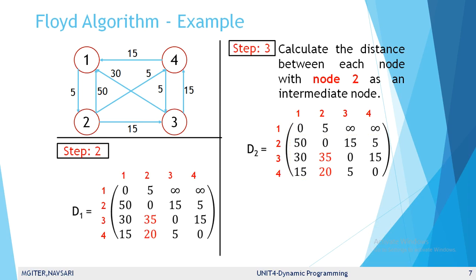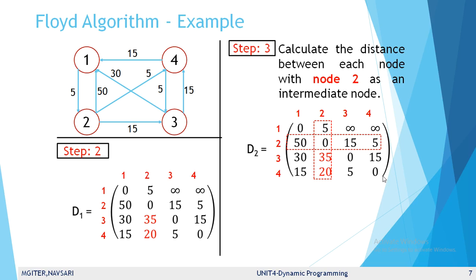Now for node 2, I will prepare the next matrix, that is matrix 2, from matrix 1. In this matrix, the second vertex is the intermediate vertex. So we take the second column and the second row as they are and make the diagonal 0.